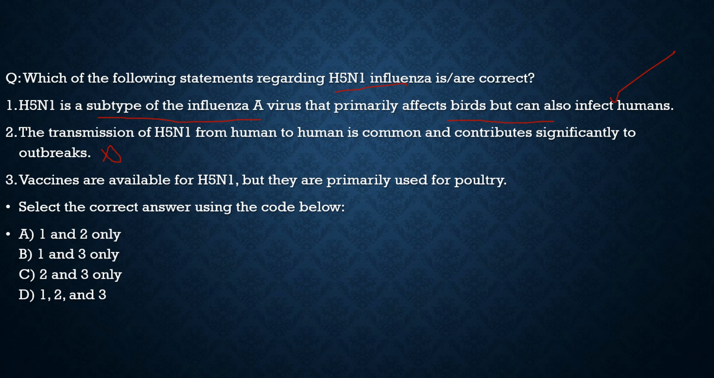Statement 3: vaccines are available for H5N1 but they are primarily used for poultry. 100% correct. With respect to this question, the correct statements are option 1 and 3 only, which makes option B the correct option. With this, we had completed the questions with respect to the current affairs topics.